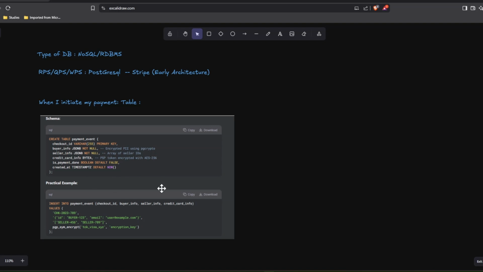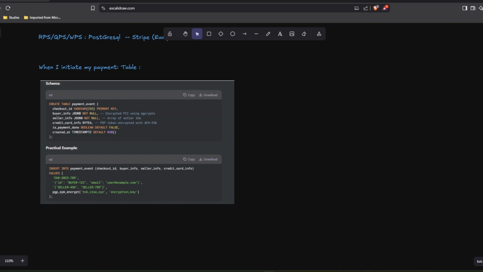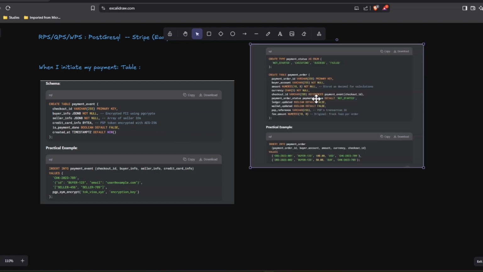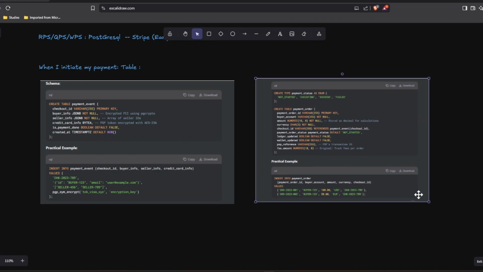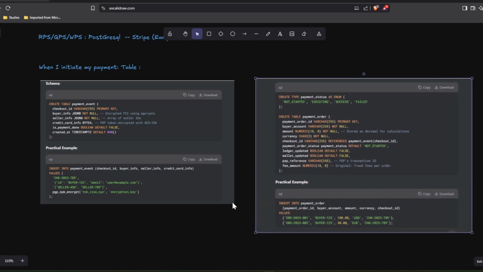Now, as we were talking about, from this payment event we are going to figure out how many orders are related to this particular payment, and what exactly is happening with it, like where to send my data. For that I am going to need another table. I will place them side by side for your better understanding.